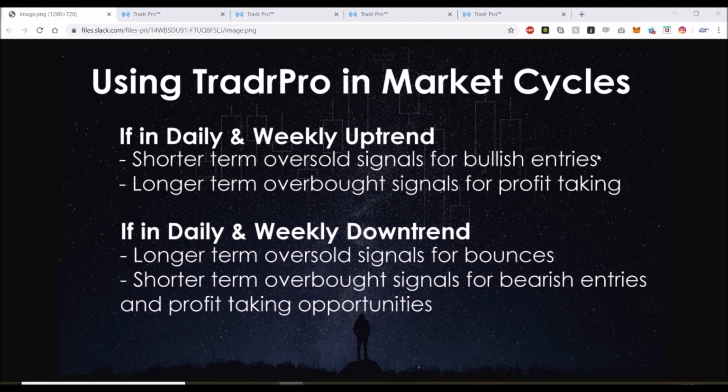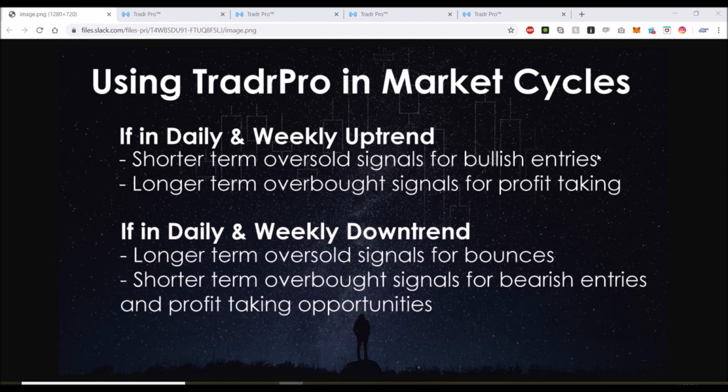Now, if we're in a daily and a weekly downtrend, it's the opposite. I'm looking for longer term oversold bounce signals. If we're in a daily and a weekly downtrend, the 15-minute oversold bounce doesn't really matter to me. I'm looking for the 4-hour climax. I'm looking for the 4-hour SuperStack. And if I am seeing short-term overbought signals on the downtrend, I want to be locking in profit.